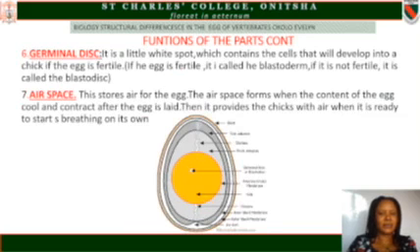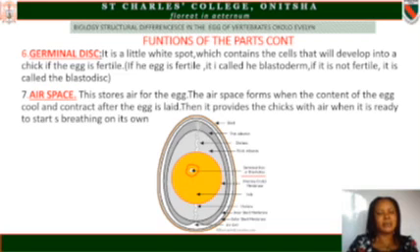Then another part of the bird's egg is the germinal disc. It is a little white spot which contains the cells that will develop into a chick if the egg is fertile. If the egg is fertile, it is called a blastoderm. If it is not fertile, it is called a blastodisc.